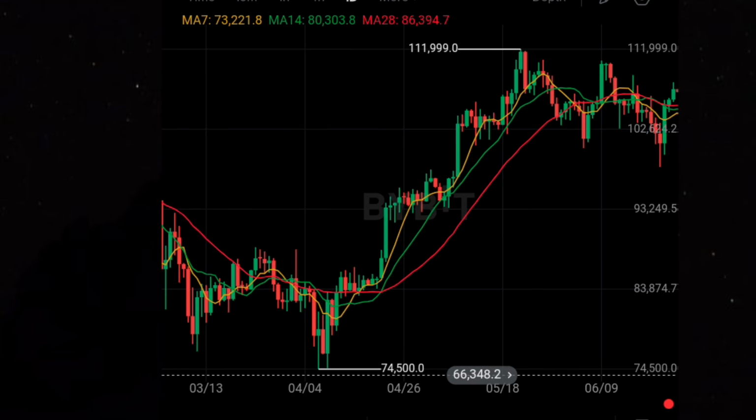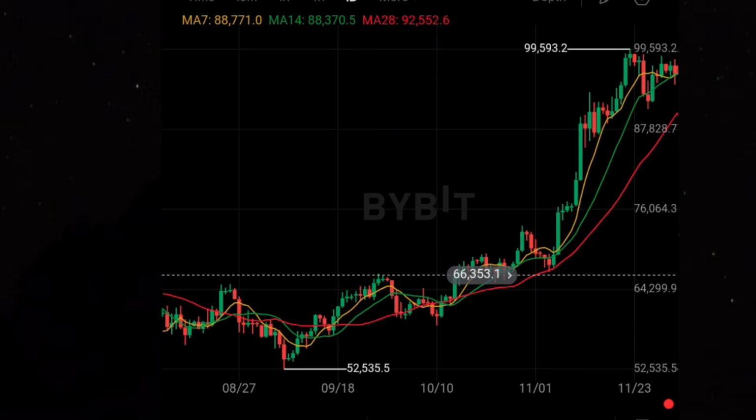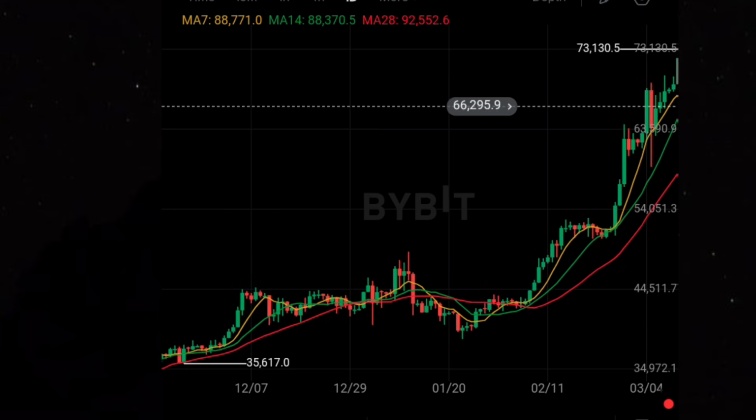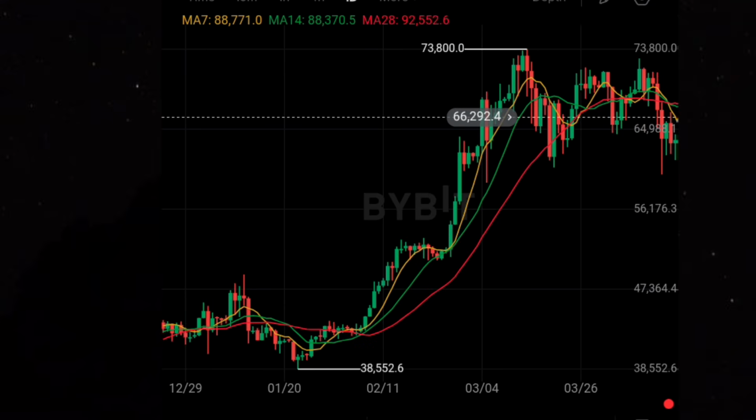All right, this is for people who use their phone. So you can go as far back as possible. You will see different points where the strategy worked. All right, now this is a fresh breakout. You can see the market pumped up.